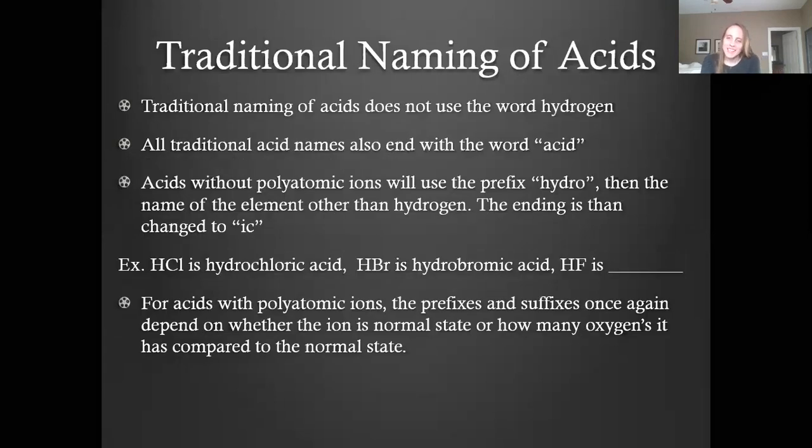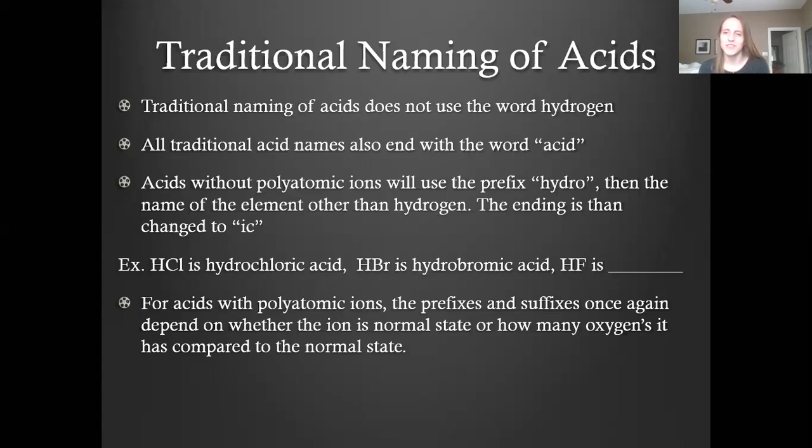Okay, and then the last type of naming for acids is called the traditional naming of acids. When we're using the traditional name of acids, we don't use the word hydrogen like we do in the 2 previous naming systems. And all of the acids end with the word acid. If you have an acid that contains a polyatomic ion, it will use the prefix hydro, and then the ending gets changed to ic. Okay.